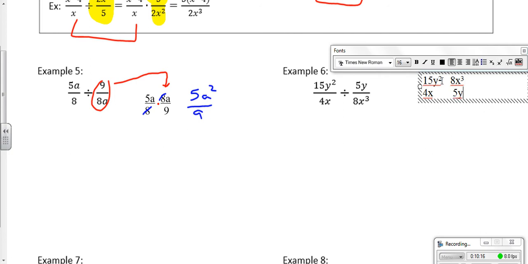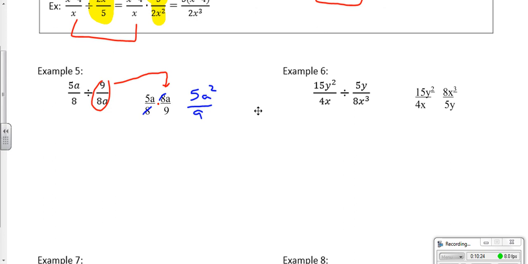And that would be it. Meaning, I shouldn't say it, but that makes it a multiplication problem. So now I have multiplication going on. So I took this piece and I reciprocated it.